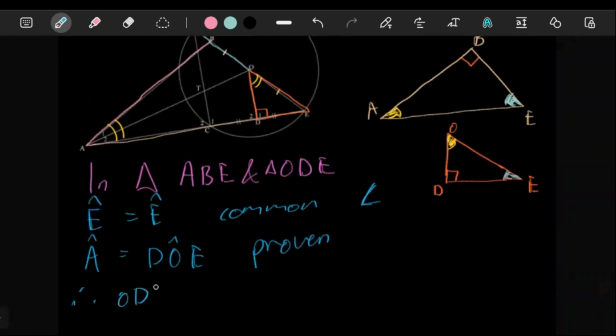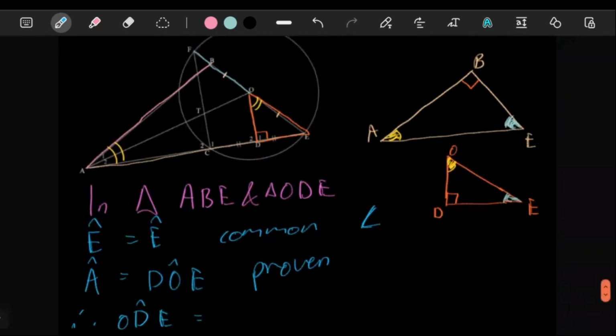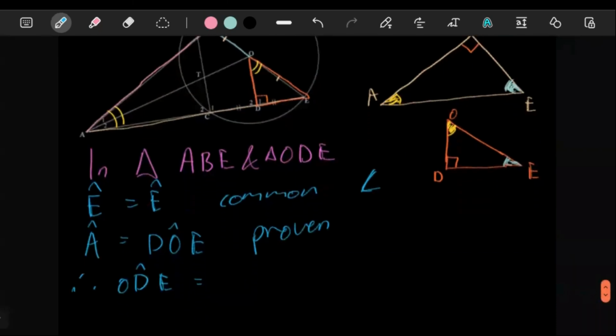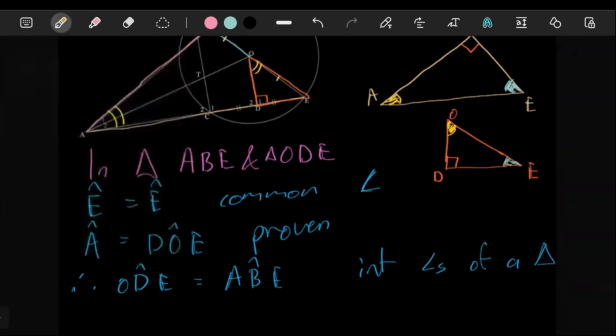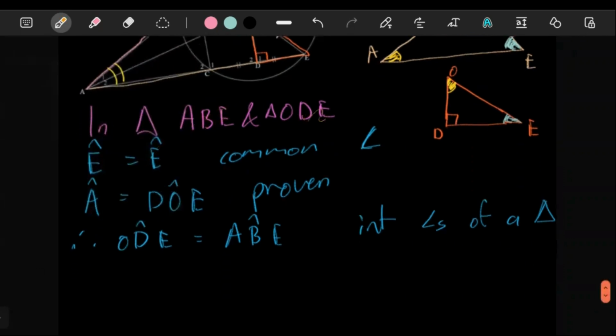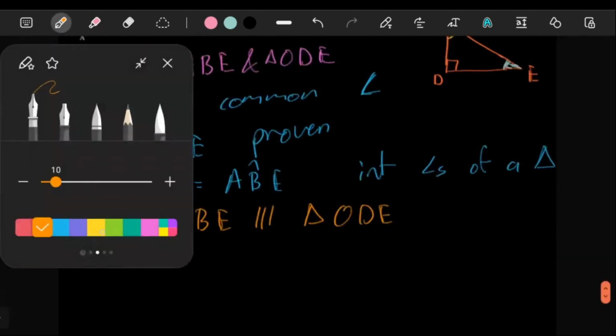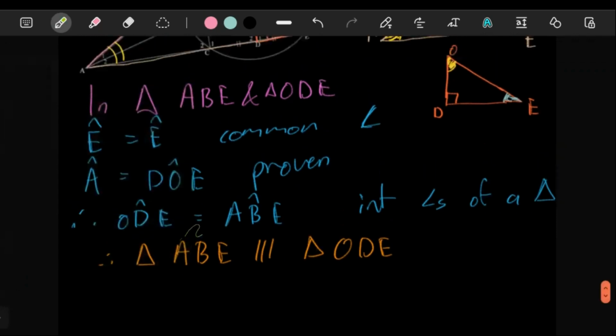ODE is equal to ABE because of interior angles of a triangle. So now, because we have shown that all these angles are equal, we can now say that this is similar. Therefore, triangle ABE is similar to triangle ODE. Because we've written that, now we can do our whole proportionality stuff.